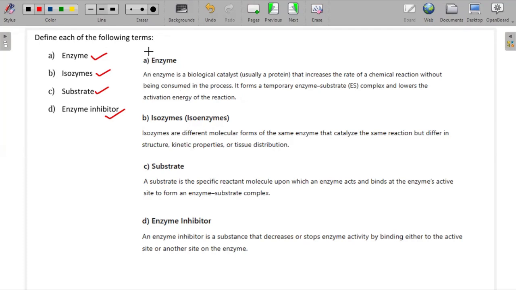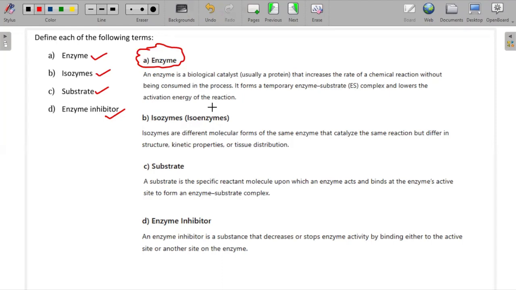So by definition, you're going to say an enzyme is a biological catalyst, which is usually a protein that increases the rate of a chemical reaction without being consumed in the process. It forms a temporary enzyme substrate complex and lowers the activation energy of the reaction. So the work of this enzyme is simply to increase the rate of a chemical reaction, or to speed up the rate of a chemical reaction. That's how we can define what the enzyme is.